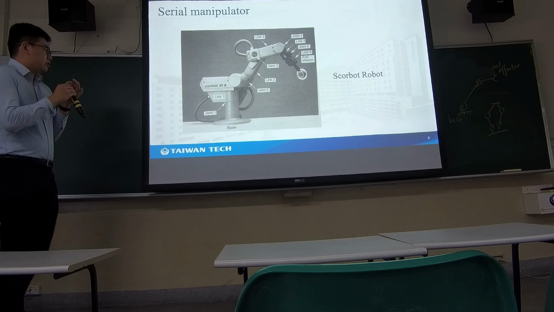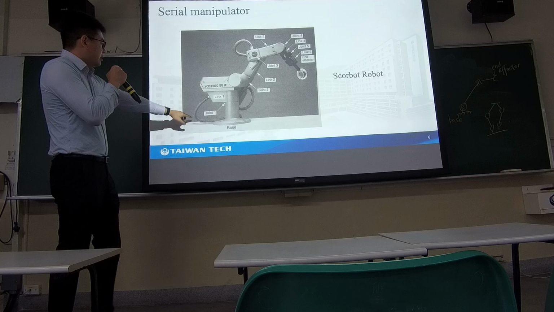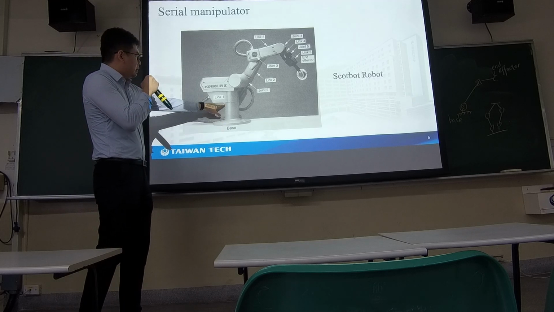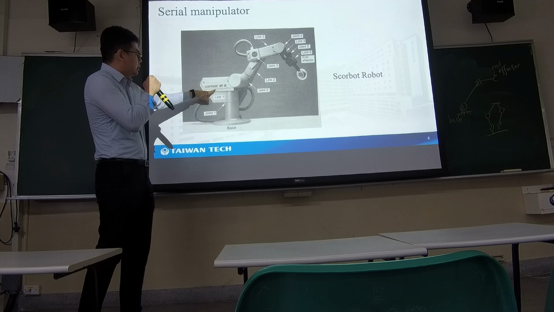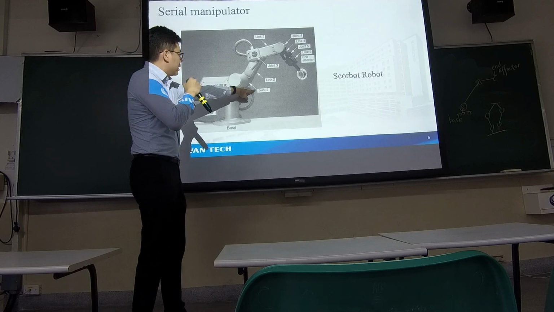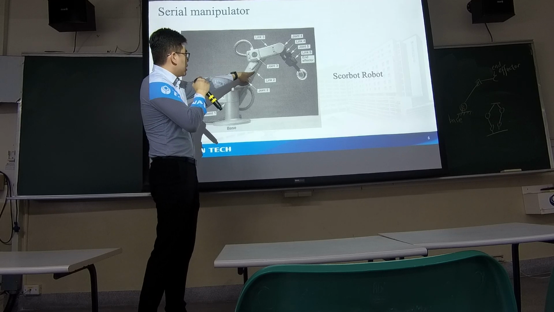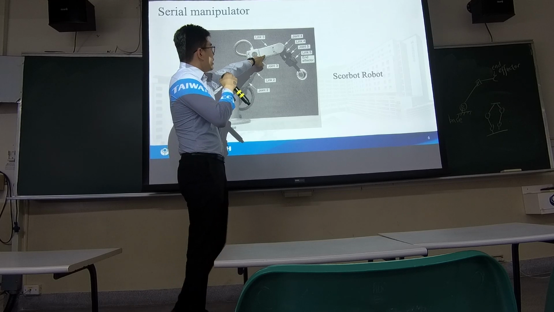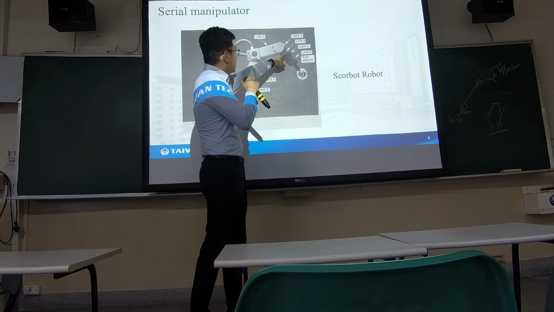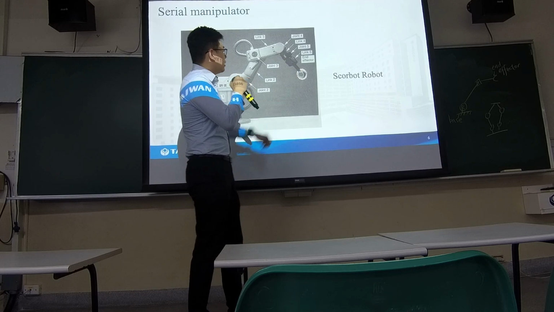So this is a typical serial robot. It's called a SCORBOT. You can see here the base, and here will be the first revolute joint, and this is link 1. And we have joint 2, the revolute joint, and here is link 2, and joint 3, and link 3, and joint 4, and link 4, and so on. And the last one will be the end effector.